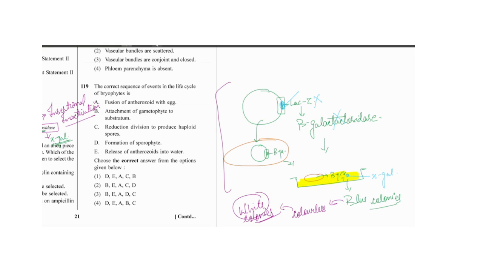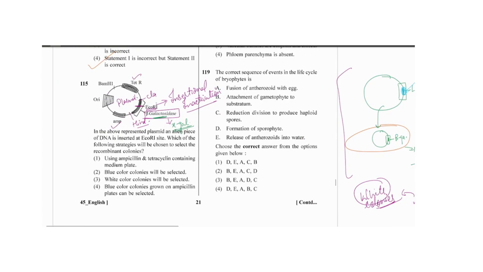Okay, so that is what they have given in the question. Here they are showing the gene of interest inserted using EcoRI in the beta galactosidase. What they are saying in the question, in the above representation of the plasmid, an alien piece of DNA is inserted at the EcoRI site. So we have inserted the gene of interest in this area, the EcoRI site. Which of the following is the strategy to be chosen to select the recombinant colonies?